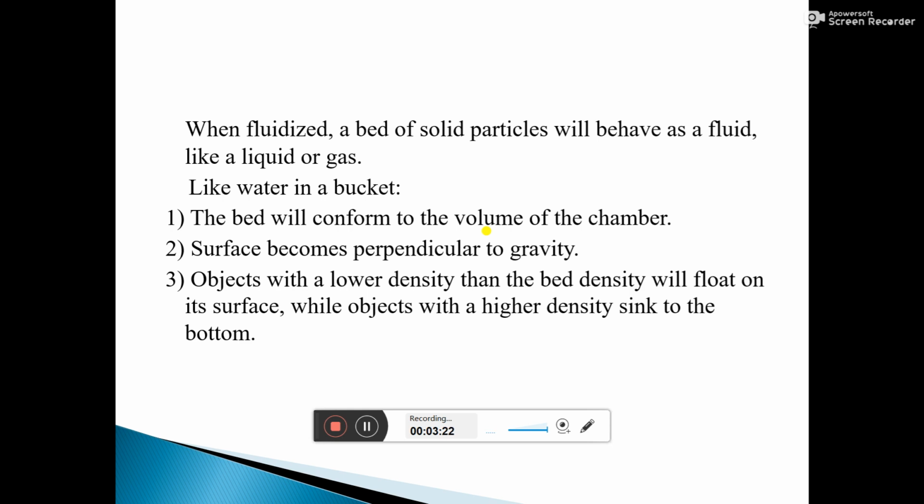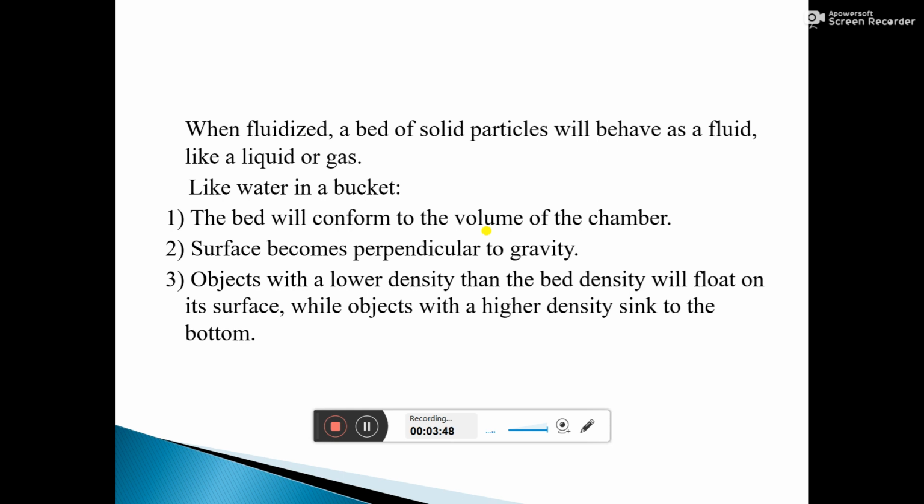When fluidized, a bed of solid particles will behave as a fluid, like a liquid or gas, like water in a bucket. We take the analogy of water in a bucket because a fluidized bed expresses certain behavior like water in a bucket.